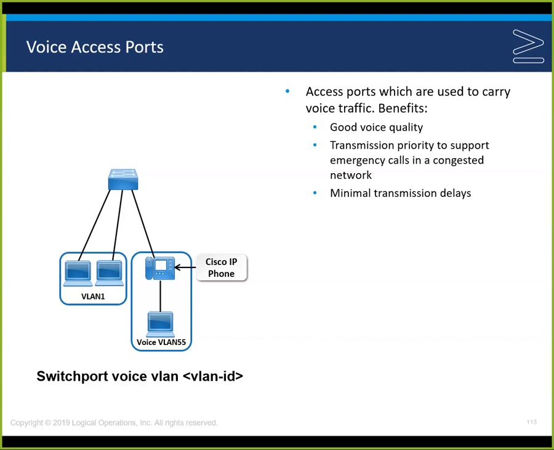The management frames are going to get the 7. Voice is 5 in the 0 to 7 range, and data is somewhere around 1 or 2. So to support emergency calls on congested networks, emergency calls are always the things that we come up with because, emergency calls, we want them to be able to go through.